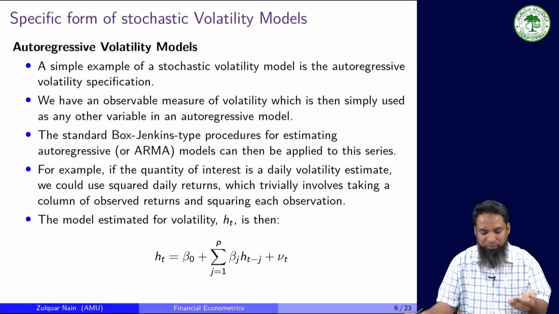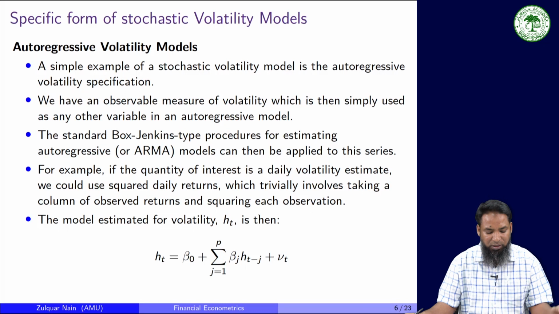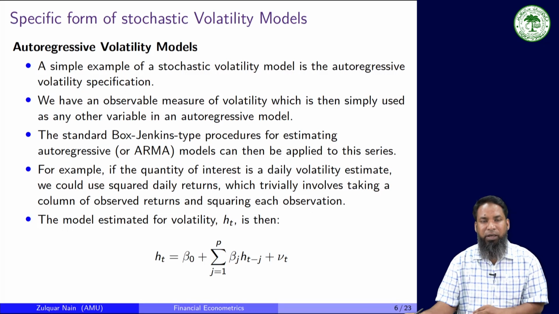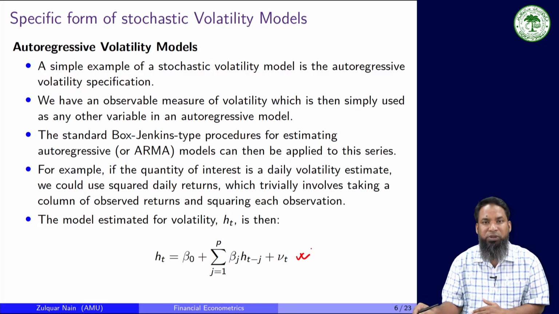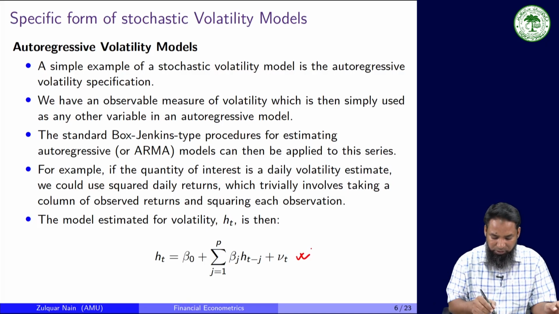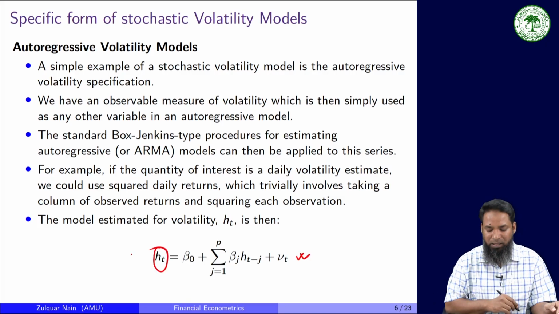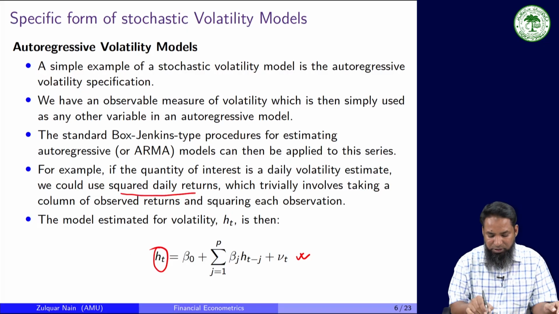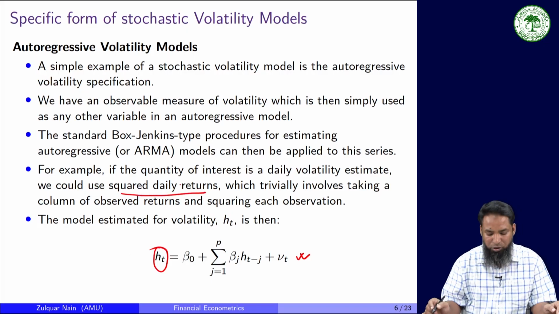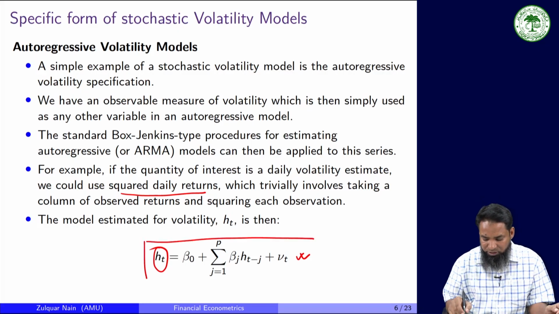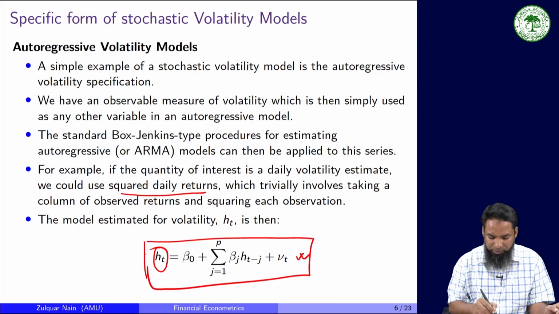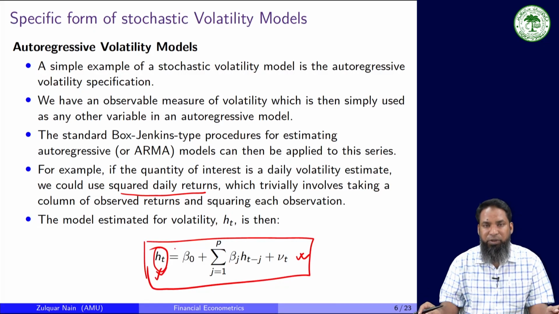For example, if the quantity of interest here is a daily volatility estimate, then we can use the squared daily returns and follow this particular structure to estimate the volatility. So we can use the squared daily returns, and through that we observe the volatility, and then following this structure we can have the volatility at time t.